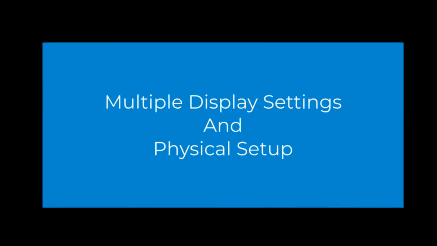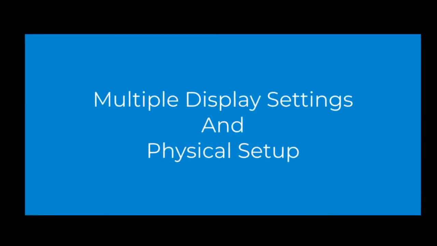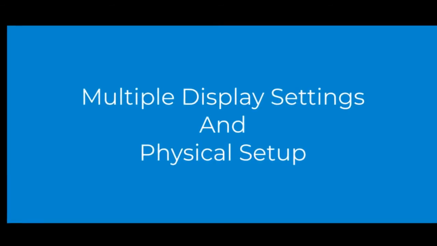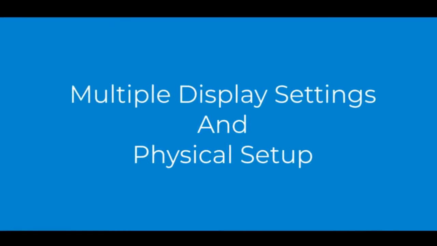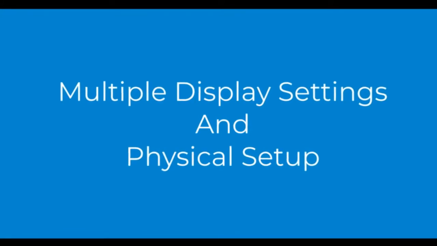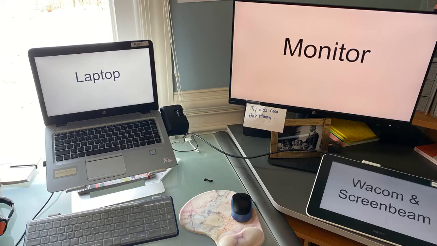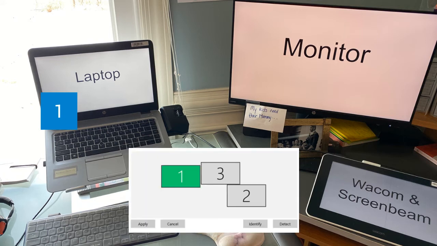Now let's take a look at how multiple display settings and the physical setup of the classroom are paired together to make it easy for you to switch from one task to the next. Let's take a quick look at our display settings as it's set up in my classroom. So I have laptop number 1 is my main display. In the display settings, you will notice that I have it highlighted here in my theme color of green.